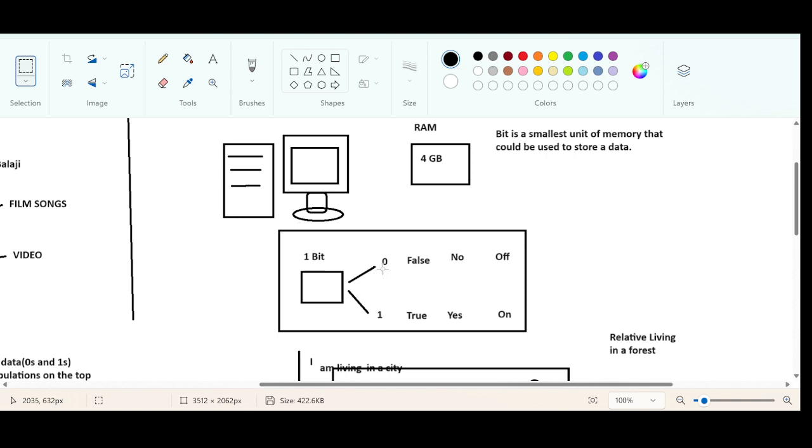This 0 can also be called false. You can also rewrite it as no, or you can also say it as off. And 1 can be rewritten as true, yes, or it can also be called on. So when you say 1 bit, if your system has 1 bit of memory, it means potentially you can store two values. These are one of the values, and these are the other set of values. So you can store 0 or you can store 1. 1 bit of memory is going to store any one value among these two potentials.